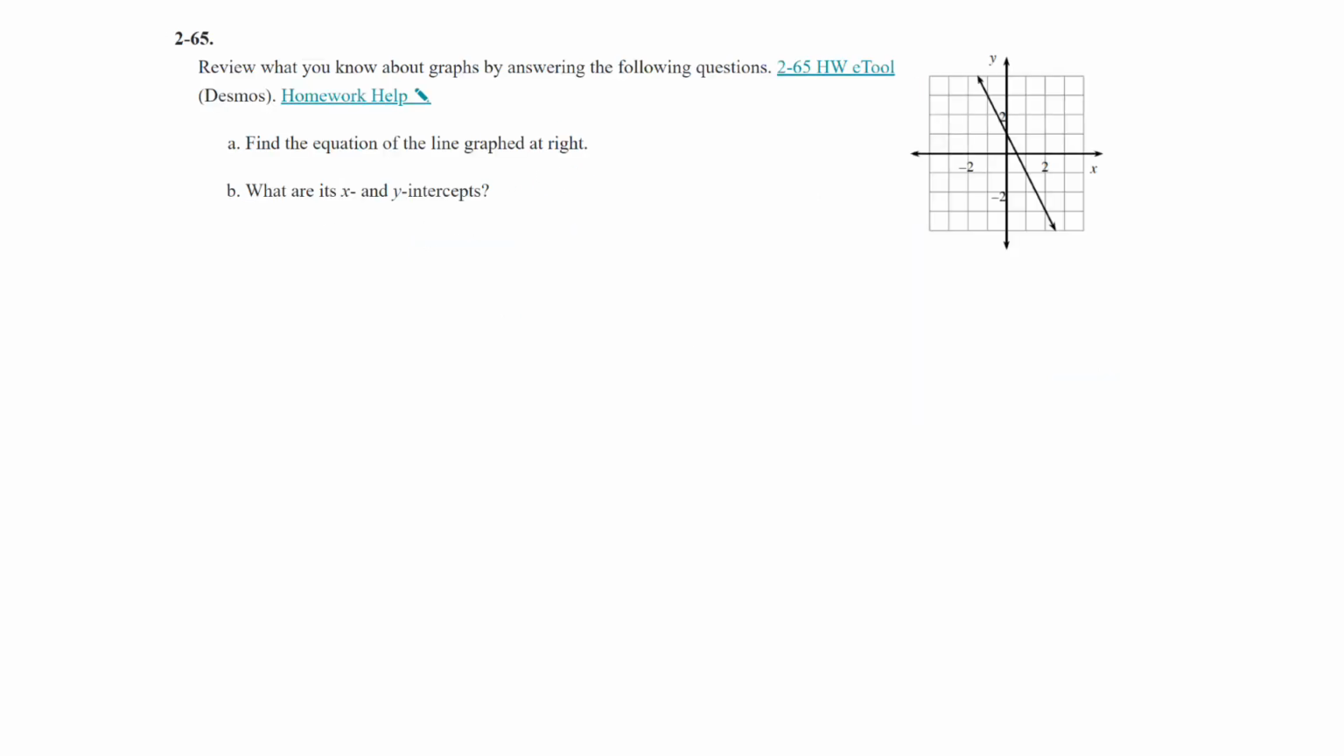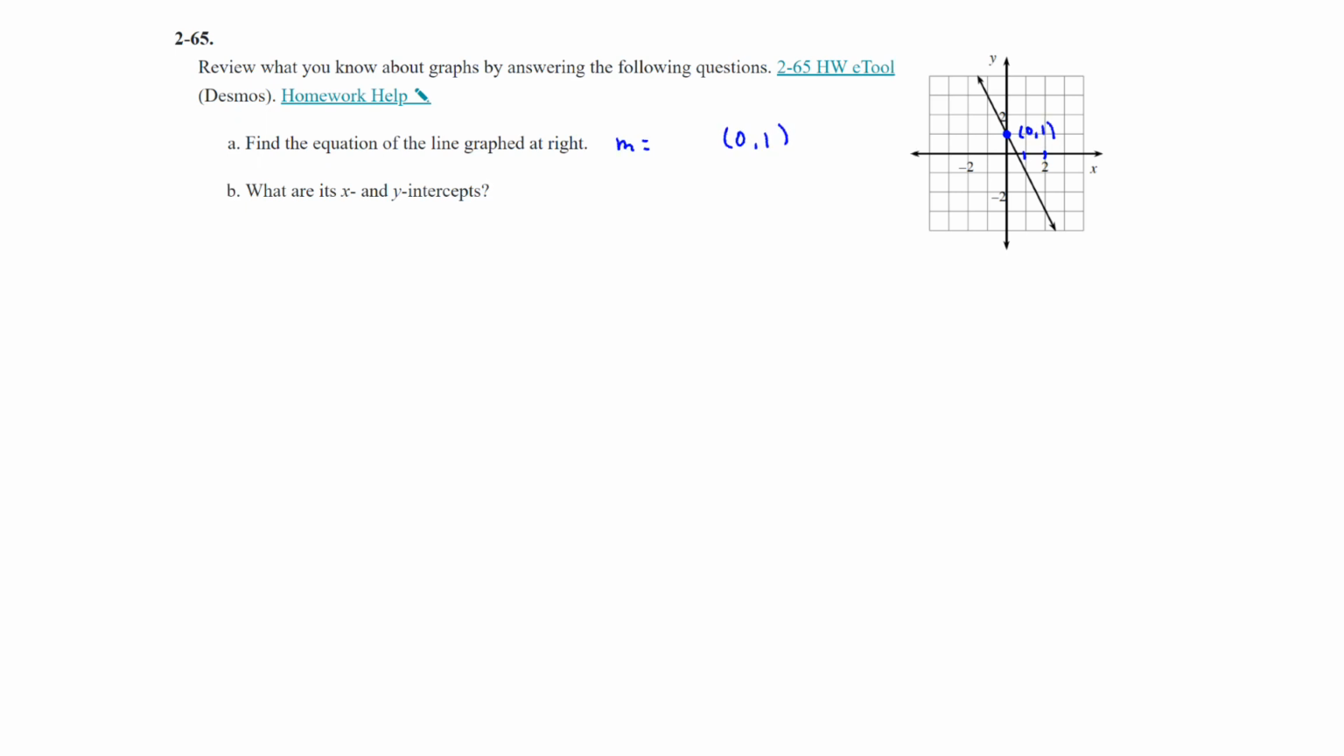Question 65. Review what you know about graphs by answering the following questions. A. Find the equation of the line graphed at the right. Well, to find the equation of the line, we need two pieces of information. We need to know what the slope is, and we need to know what the y-intercept is. So the y-intercept, we can see pretty easily here that it looks like it does cross at 1. You can see it has a 2 right here, so that means we're going up by 1s. So the y-intercept is at 0, 1.